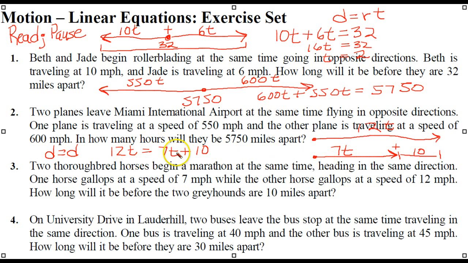Again, if we wanted to do this one, it looks easy. Subtract 7t, so this is 5t equals 10. Divide both sides by 5. T equals 2. So it'll be 2 hours. They will be 10 miles apart. Now number 4, as I look at it, looks like it's very similar or the same pattern. So let's read and pause.